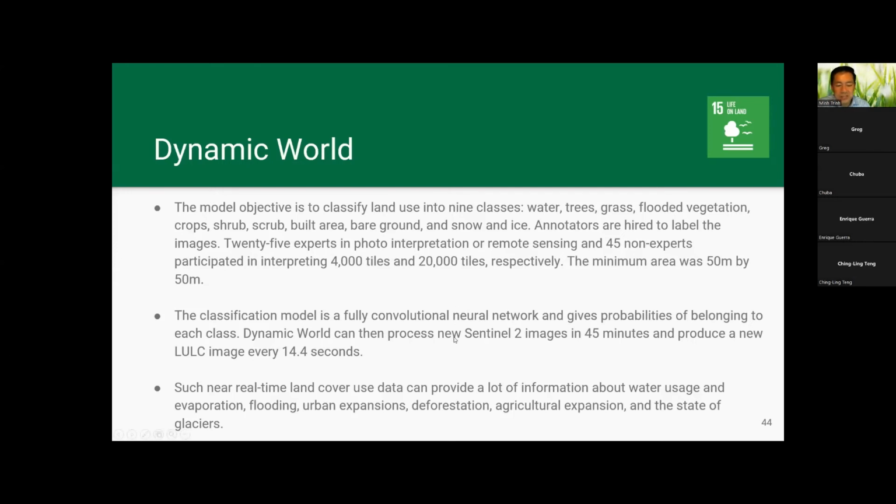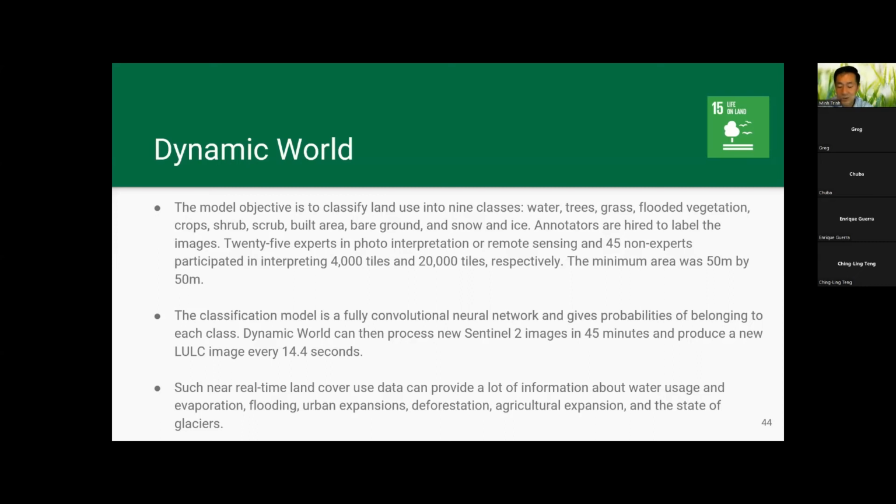So in practice, these images are huge, right? That's why you need cloud storage usually. For the new Sentinel-2 images, they do it in 45 minutes, and every 14 seconds they produce new results. Right? It's updated every 14 seconds. So it's a lot of information for scientists, researchers, or normal citizens about water usage, evaporation, flooding, urban expansions. Or you can see the built environment, the cities expanding or shrinking.